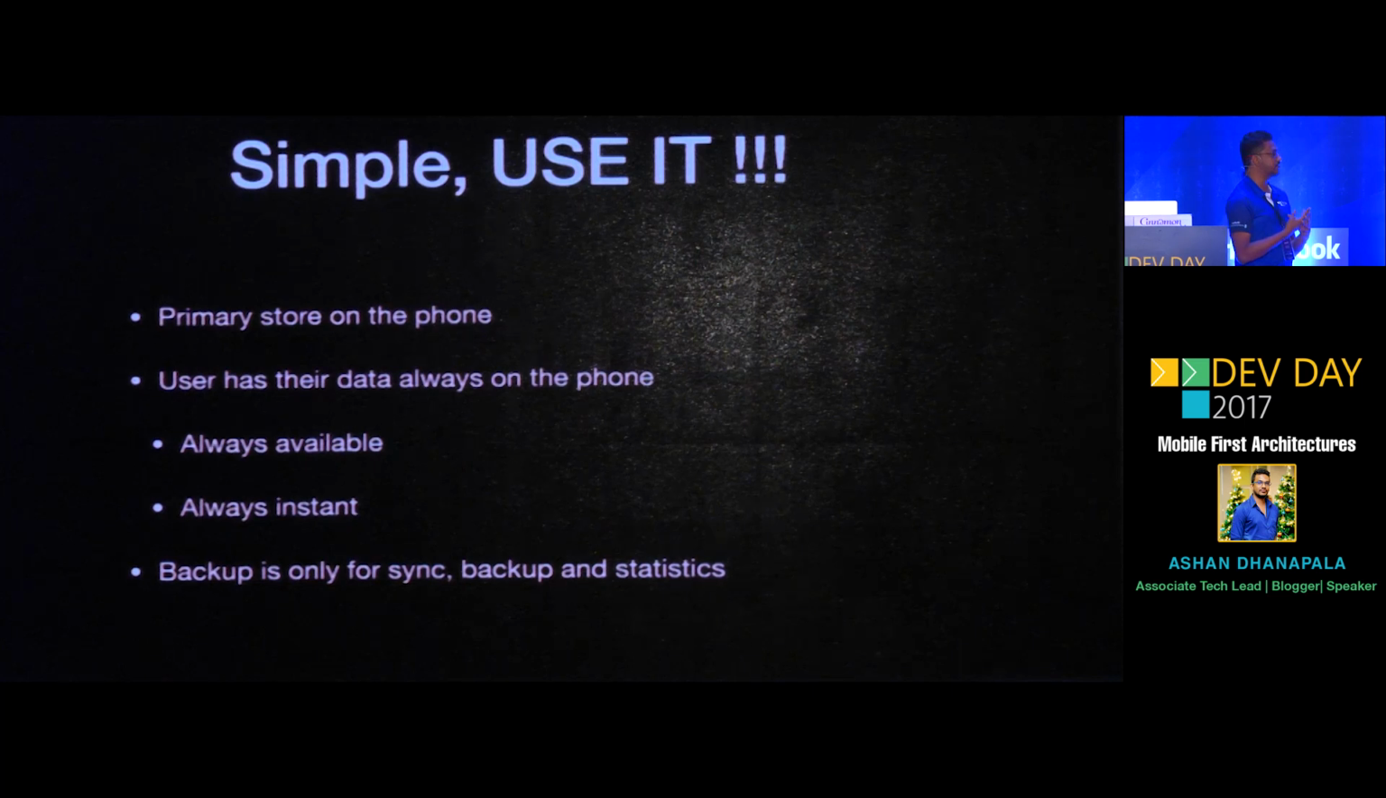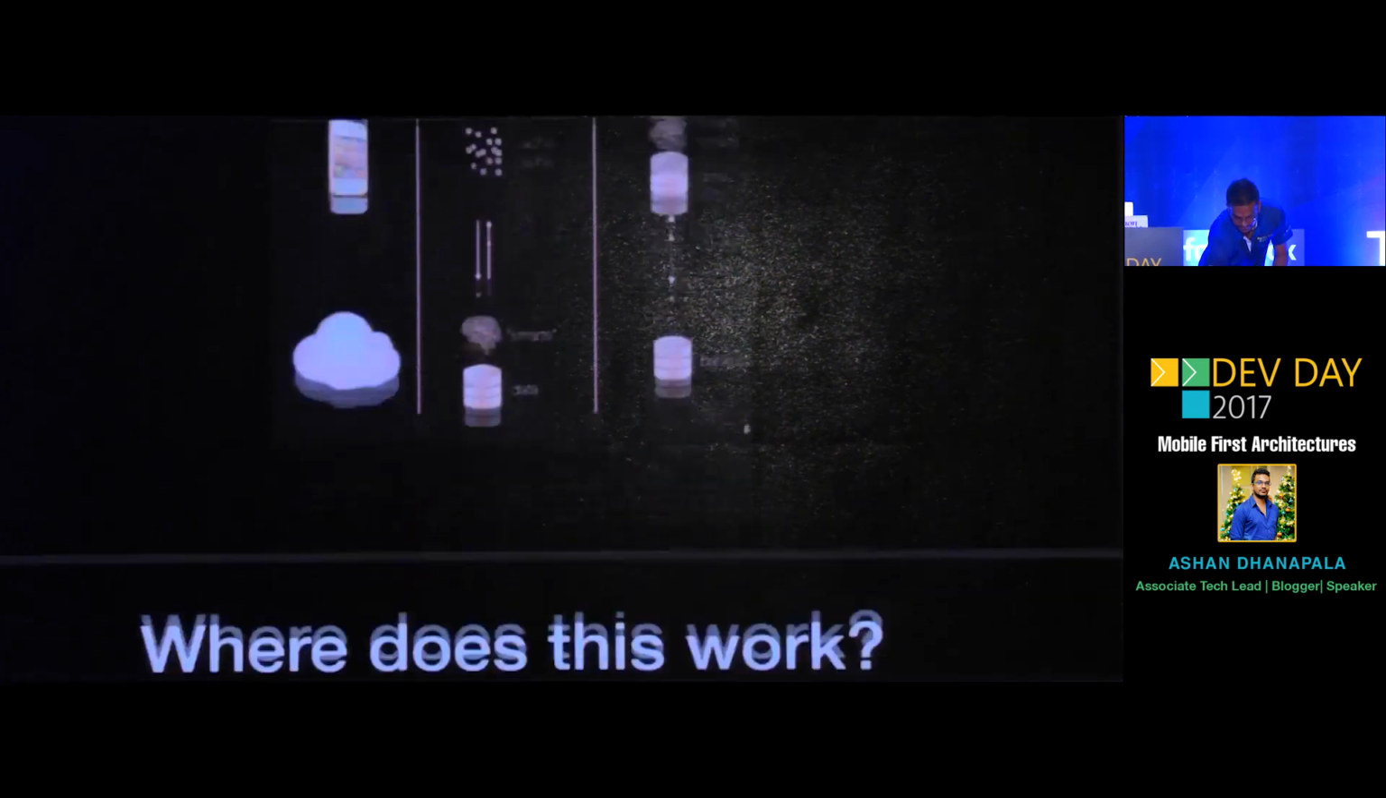Have the simple three steps. You have your primary store on your mobile phone, and users will always have data available. It will be always instant, always available. And the backup is only for sync and statistics, because you won't be having any n number of service calls back to your server. So this is the usual service-first architecture that we are still working on. But if you bring that smartness and that data back to the mobile side, you can do much better. You can give a much better user experience.